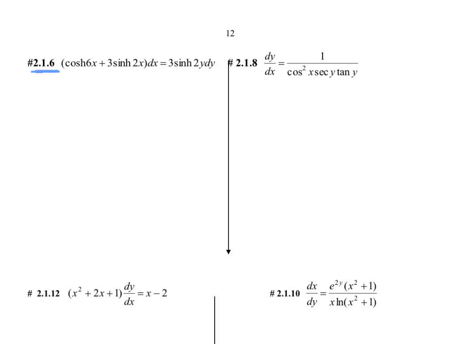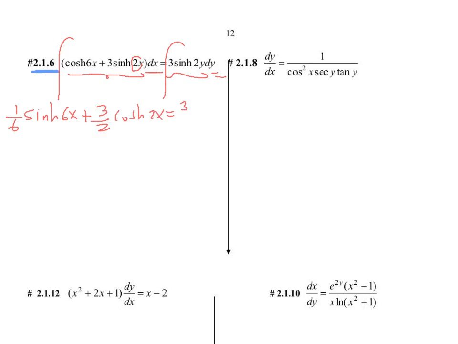For example, exercise 6. This is a separable differential equation. It's already in separated form because this is a function of x dx and a function of y dy. So simply you just have to integrate. You don't have to separate anything. Integration of hyperbolic cosine is 1 over 6 hyperbolic sine 6x plus a 3 over 2. Because this is 2 hyperbolic cosine 2x equal 3 over 2 hyperbolic cosine 2y plus c.